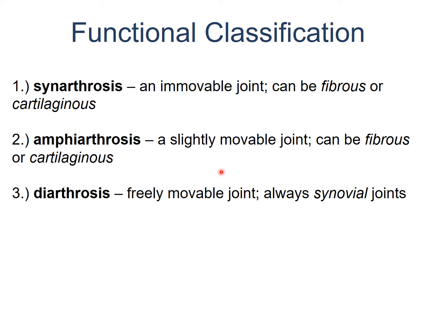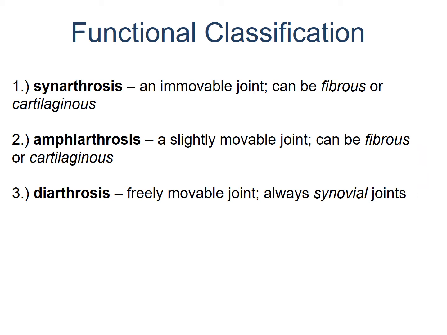The first is called the synarthrosis, or you could also refer to it as a synarthrotic joint. This is an immovable joint, and it can be fibrous or cartilaginous. What it means to be fibrous or cartilaginous, we'll talk about in a moment. The second type of joint is an amphiarthrosis, or an amphiarthrotic joint. This one is slightly movable. Again, it can be fibrous or cartilaginous.